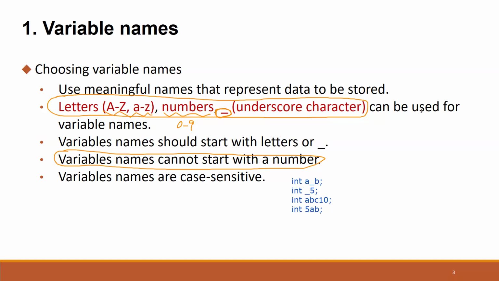Yes, the last one is not correct. Yeah, this one. The variable name cannot start with a number. And the rest, all three, are okay. Even if this looks weird, it is okay, because the rule is satisfied. So you should know how to make a variable name.